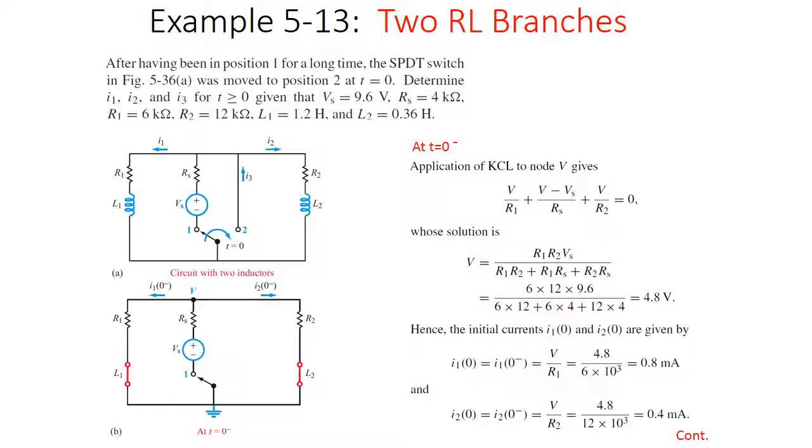So this is example 5.13, and here we're going to look at two RL branches, resistor-inductor branches. The problem states that having been in position 1 for a long time, which means it's fully saturated current-wise, and there's a large magnetic field built up in that inductor, the single-pole double-throw switch in the figures below was moved to position 2 at t equals 0. Determine I1, I2, I3 for t greater than 0, given that Vs, the source voltage, is 9.6, Rs equals 4 kilohms, R1 is 6, R2 is 12, our inductor is 1.2 henries, and our other inductor is 0.36 henries.